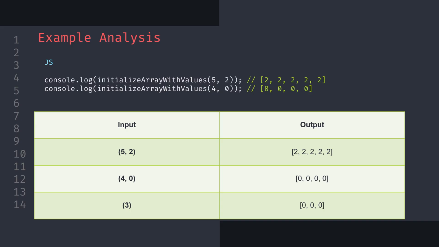Here are some examples that show how the function behaves. Passing 5 and 2 creates five 2's in an array. If no second argument is passed, it defaults to 0. This flexibility makes it great for quick array setup.